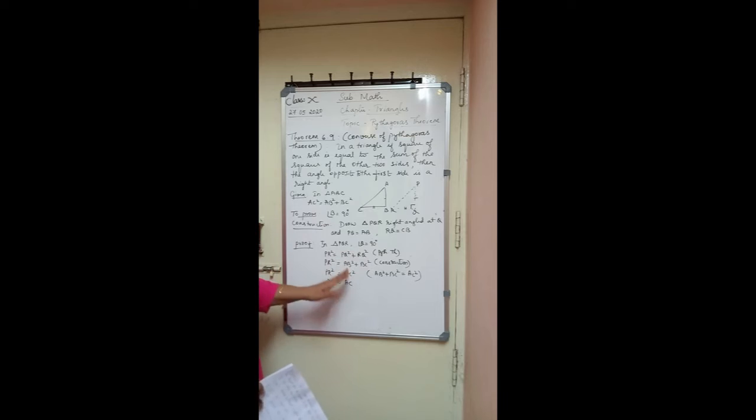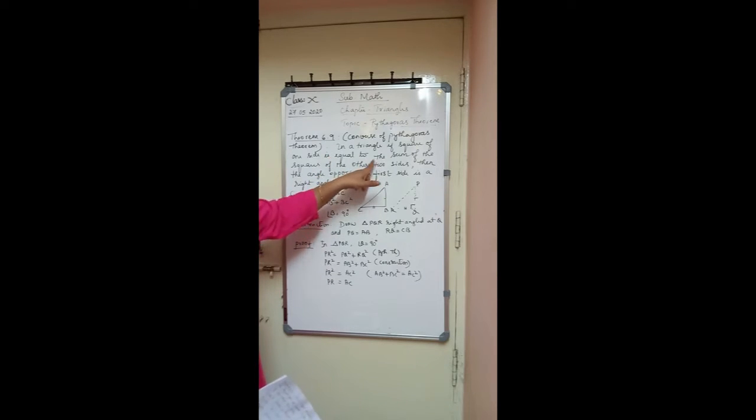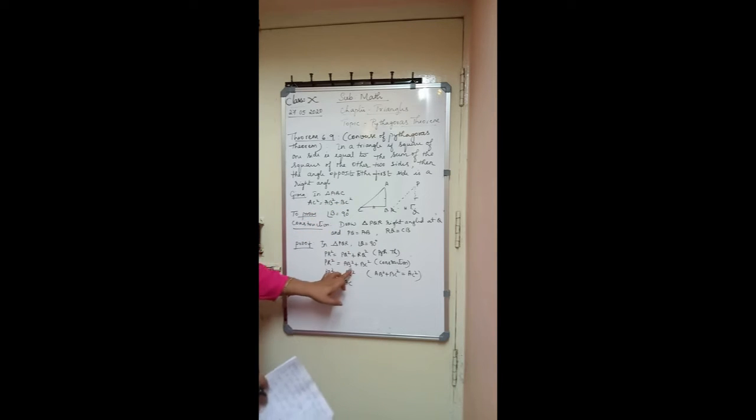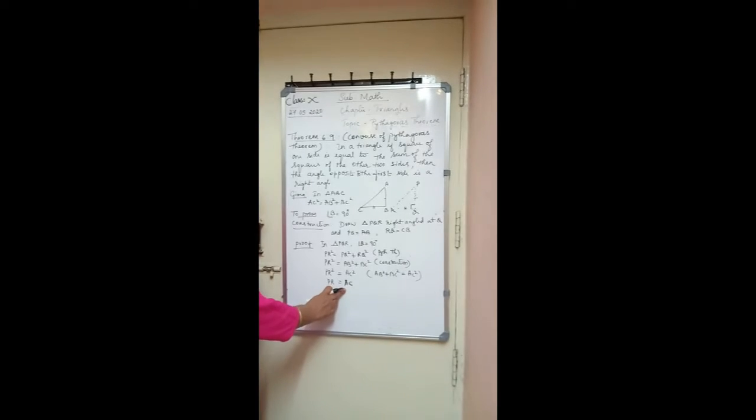Why? Because we constructed AB equals PQ, BC equals RQ. Therefore PR square equals AB square plus BC square. Now, it is given that AB square plus BC square is AC square, which is given in the question. That is AC square equals AB square plus BC square, already given. So AB square plus BC square you can write as AC square. So PR square equals AC square. So PR equals AC.